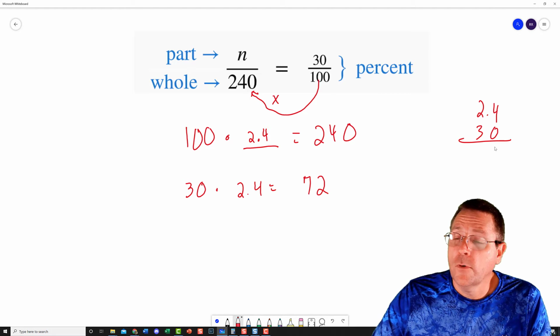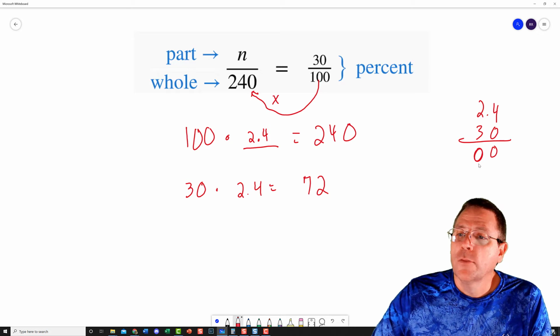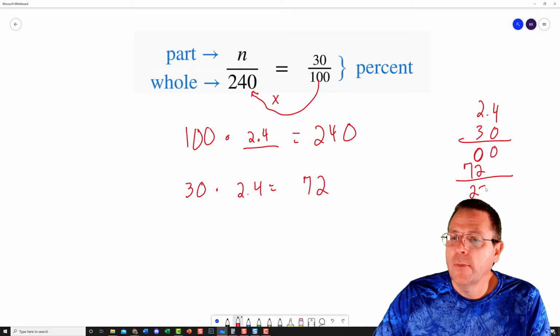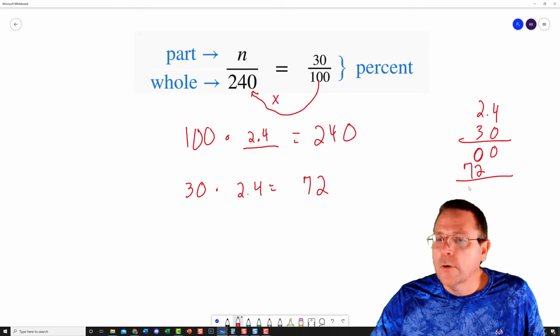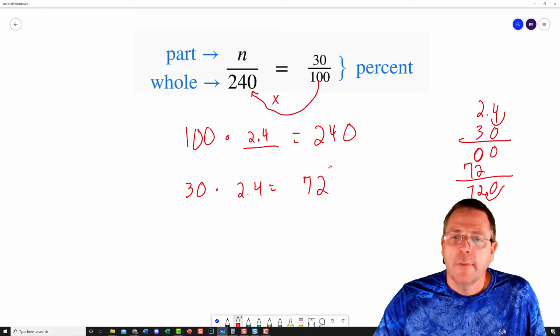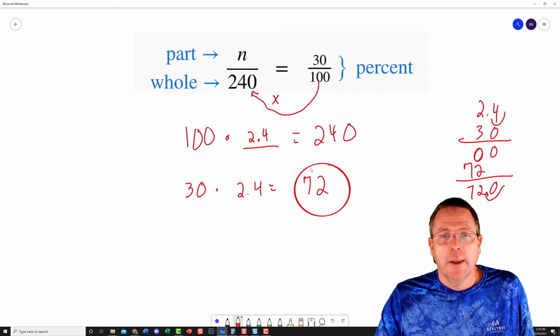22.4 times 30: 0 times 4 is 0, 0 times 2 is 0, 3 times 4 is 12, 3 times 2 is 6, plus 1 from the 12 is 7. Add those up. Whoops, I put two numbers backwards there. Bounce, bounce, and that is where the 72 came from.